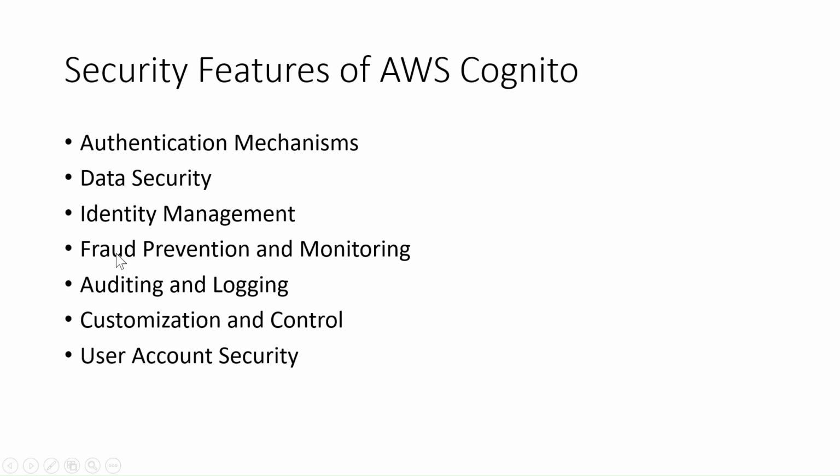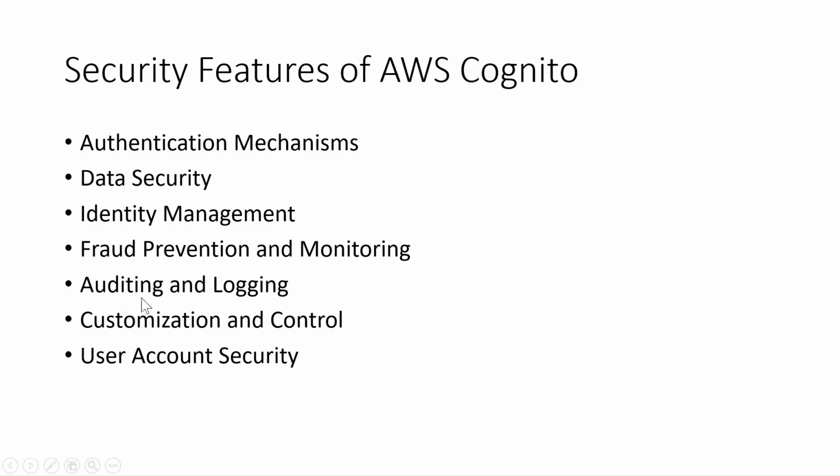And the fourth thing is fraud prevention and monitoring. So Cognito can spot suspicious login attempts, like someone trying to access your account from a new device or location. So if it notices anything unusual, it may require additional verification. It also prevents brute force attacks by temporarily locking accounts after too many failed login attempts.